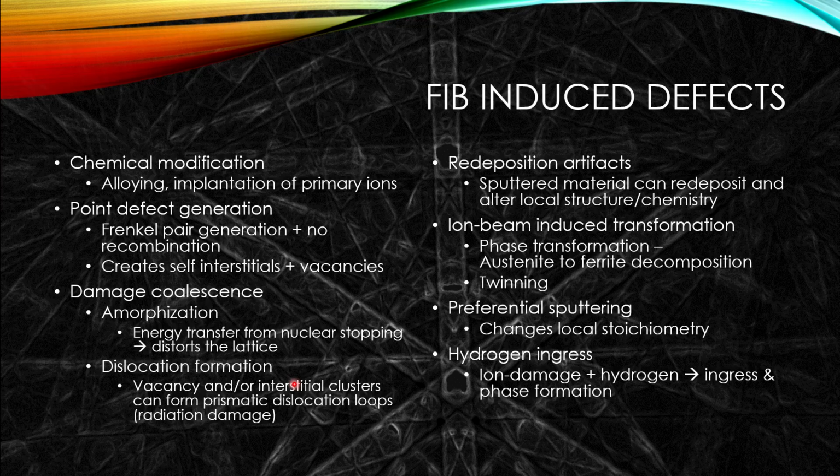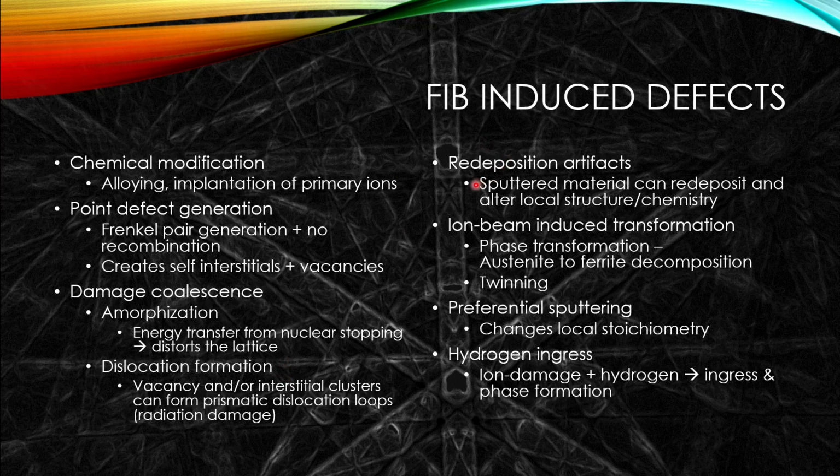So this was a quick whistle-stop tour where we see a range of different defects. We have chemical modification, alloying and implantation. We can get point defects, Frenkel pair generation, and no recombination. We can get self-interstitials and vacancies, and they can coalesce to form dislocations, etc. We can get damage coalescence, and we can get amorphization, and this can also give you distortion of the lattice.